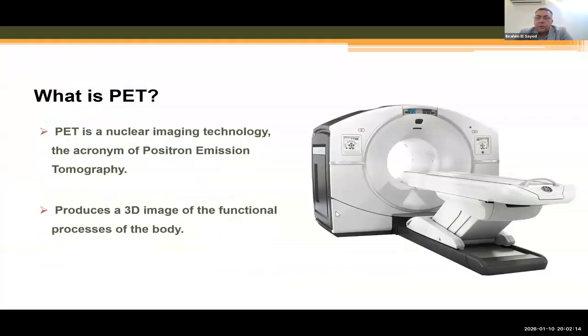Okay, so the first question: what does PET stand for? PET is the acronym of positron emission tomography, and it is a three-dimensional molecular imaging modality. Unlike SPECT, which relies on physical collimation, PET uses what's called electronic collimation based on coincidence detection. This fundamental difference gives PET superior sensitivity and better spatial resolution.